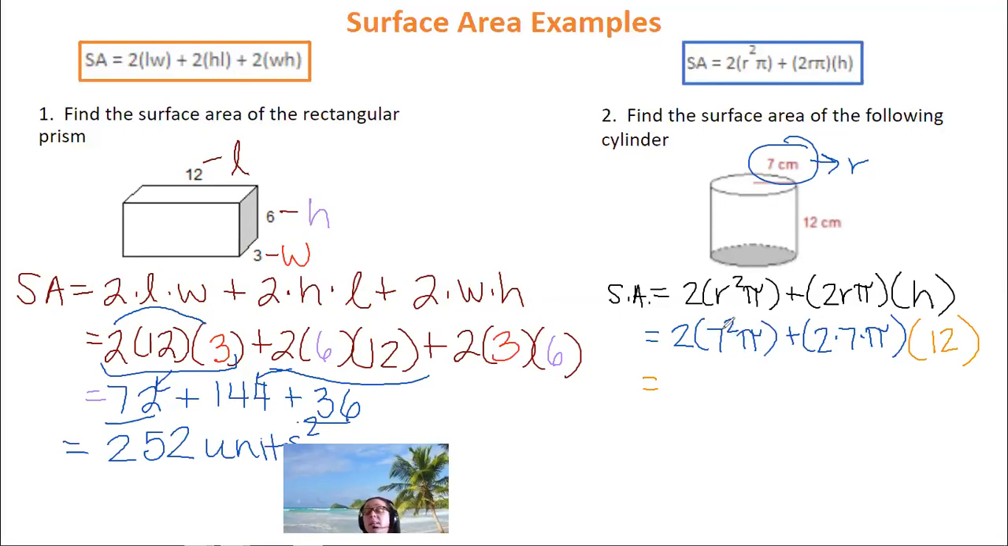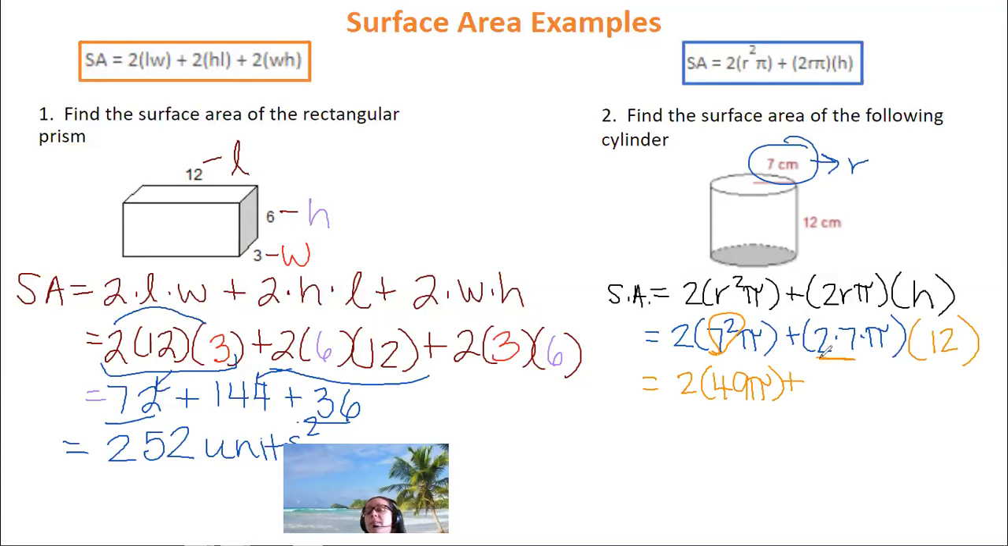And we have to make sure, if you type all of this in Desmos, it's going to get you a decimal. And that's fine if they want a rounded answer, but they're probably going to want an exact answer first. So we have to do our order of operations. We do what's in the parentheses first. So 7 squared. What's 7 squared? 49, yeah.